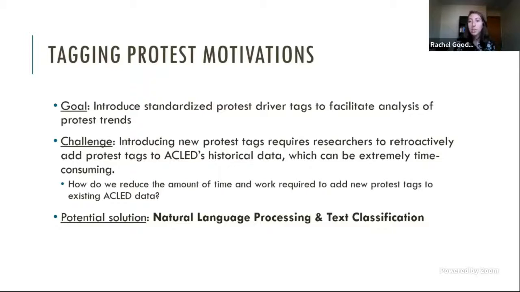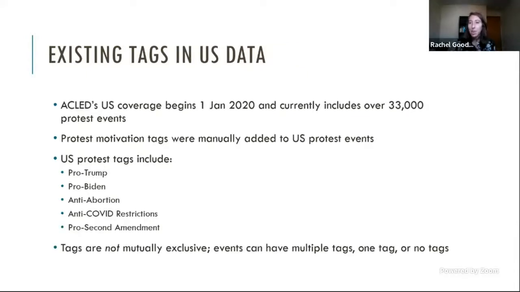Now, the challenge that we're facing is that in order to add these tags, we would need to retroactively add them to all of our historical data, which would be extremely time consuming. So the question then becomes, how do we reduce the amount of time and the amount of work that's required to add these new protest tags to our existing data? One potential solution to this is natural language processing and text classification. But in order to test out this approach, what we first need is a set of protest events that already have protest driver tags added. Luckily, we actually have that.